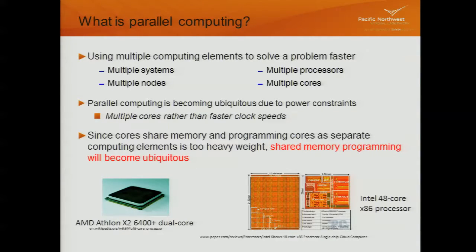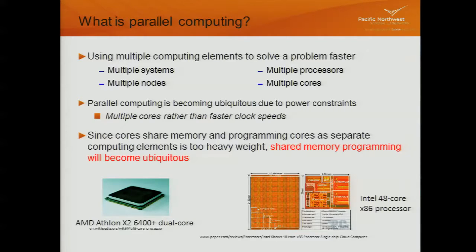Okay. So just a couple of introductory slides. What is parallel computing? It's basically the use of multiple computing elements to solve a problem faster. These days we build computer platforms that have multiple systems, multiple nodes, multiple processors, and even multiple cores. The right way to look at the XMT is as a system with multiple processors.